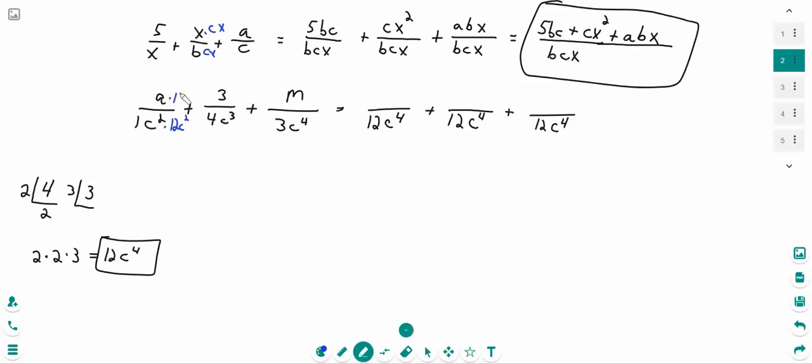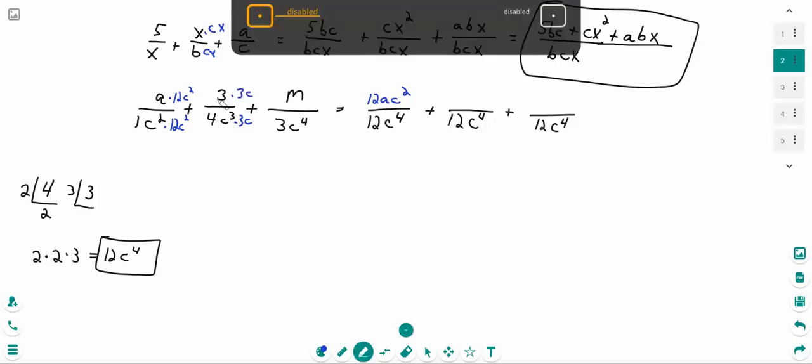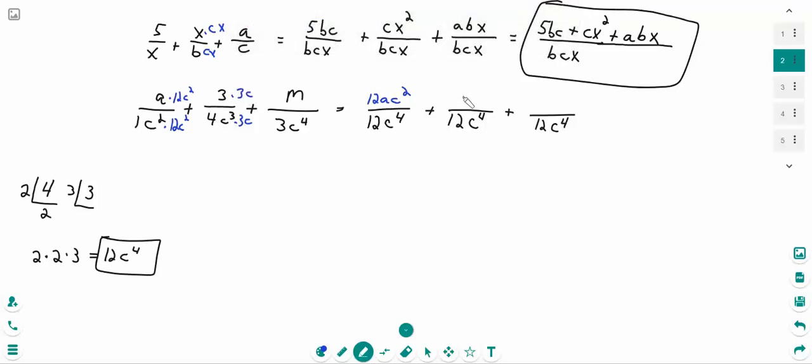So that is what we need to multiply the numerator by, 12c squared, which is going to give us 12ac squared, if I write it in alphabetical order, right? Now the next one, 4c to the third, what did I multiply that by to get 12c to the fourth? Well, I multiplied the 4 by a 3 to get to the 12. And then the c to the third, I multiplied by another c to get to c to the fourth. So I multiplied it by 3c. So that's what I need to multiply the numerator by. So 3 times 3c is going to give us a 9c.